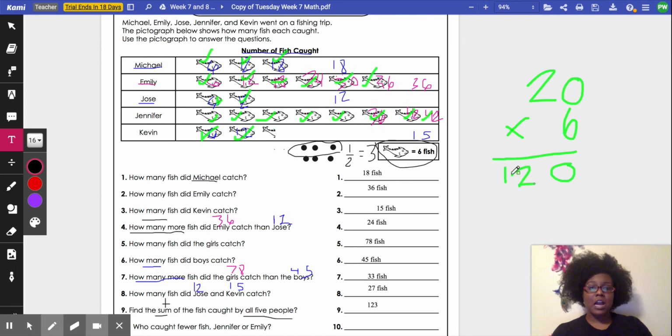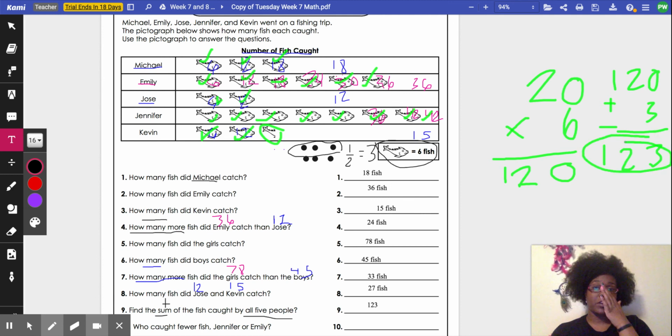Now, if you notice, I did not add this half a fish yet because it was counting by a different number. So now I've got to use my 120 and I've got to add my half a fish, which is 3. 0 plus 3 is 3. 2 plus nothing is 2, and 1 plus nothing is 1. So my sum is 123.